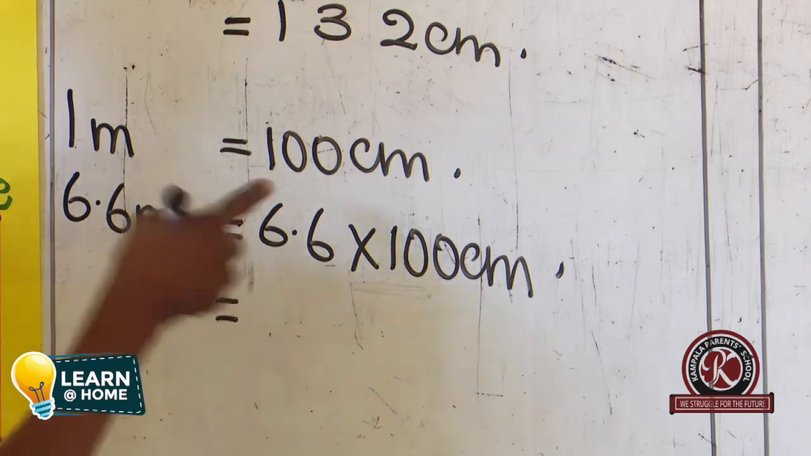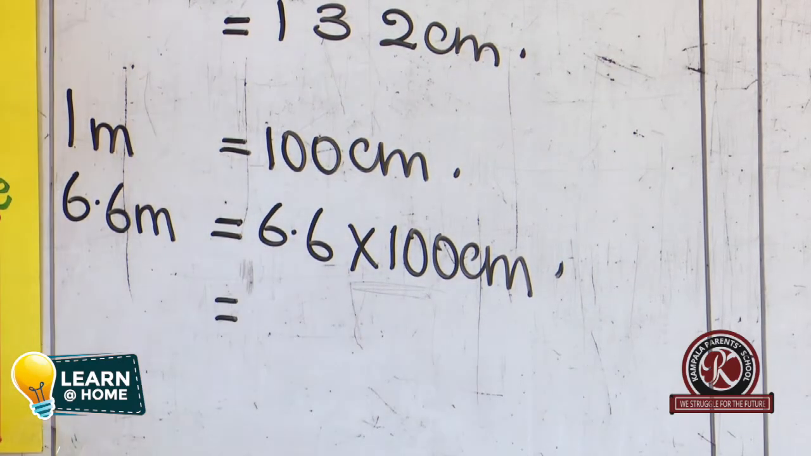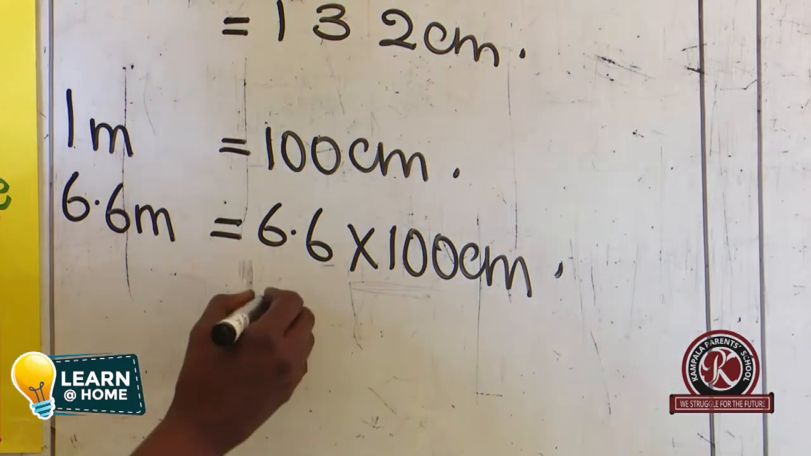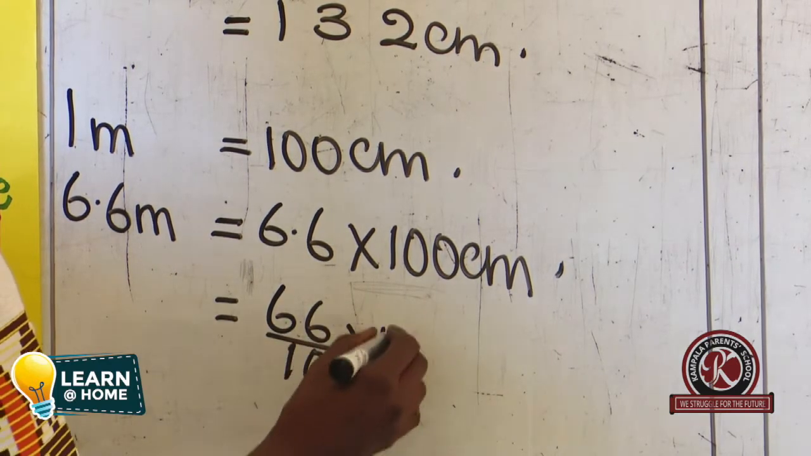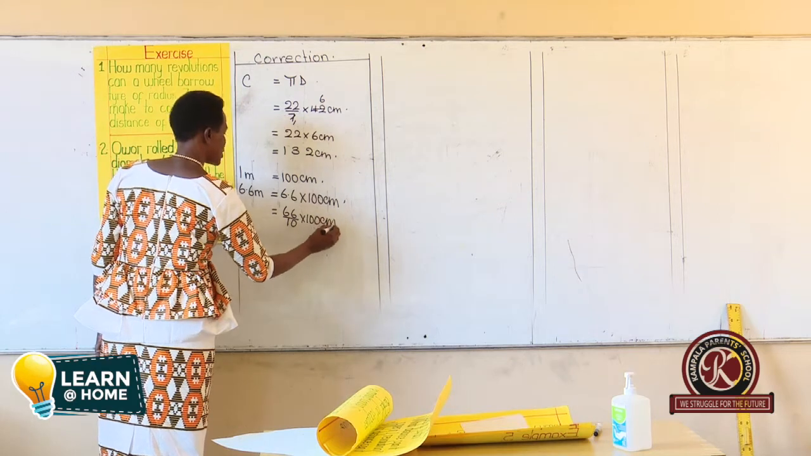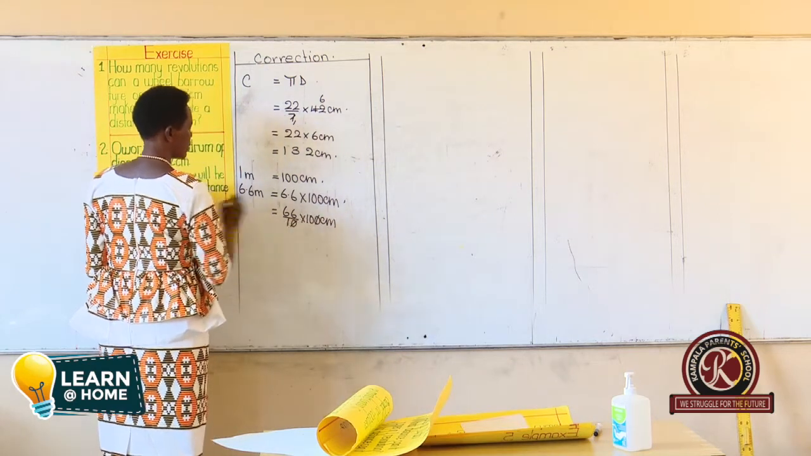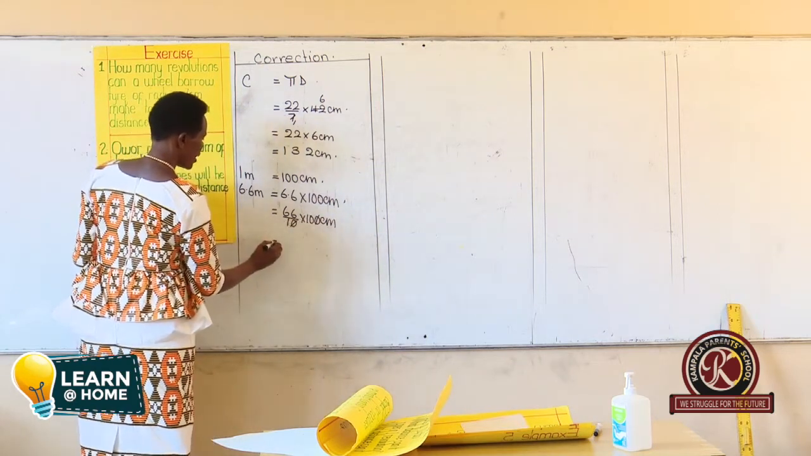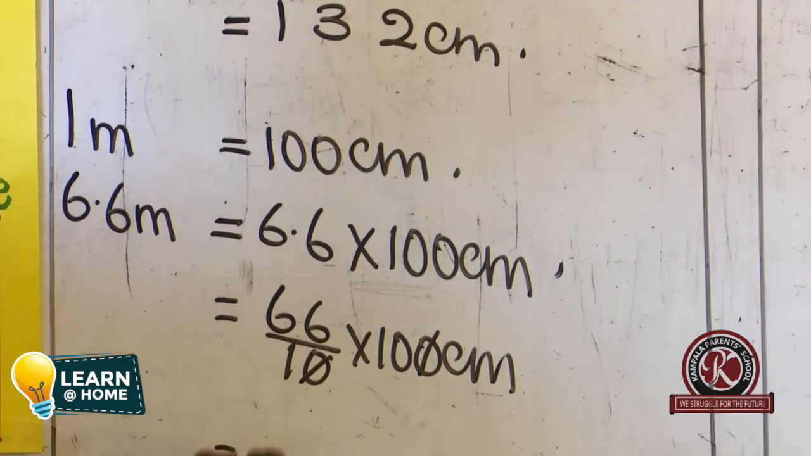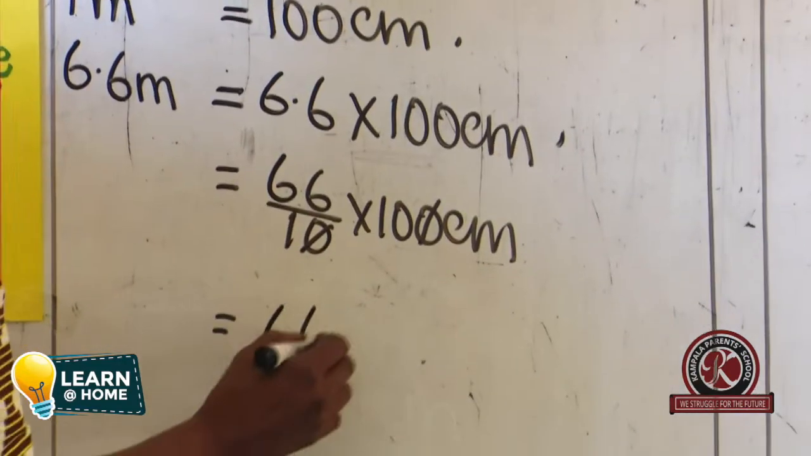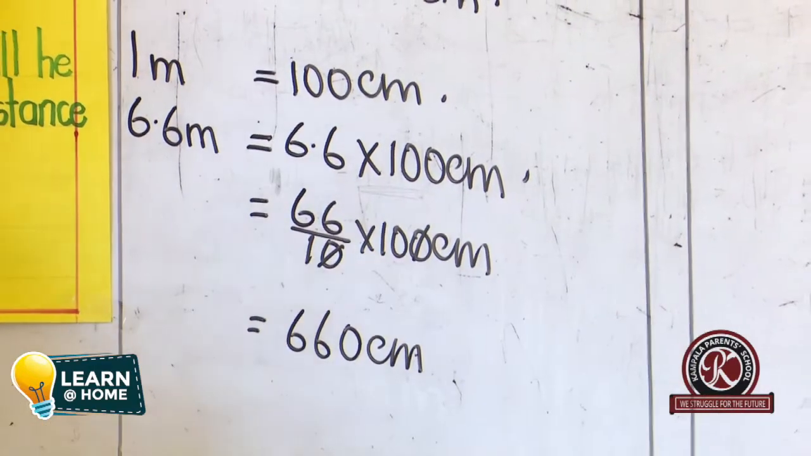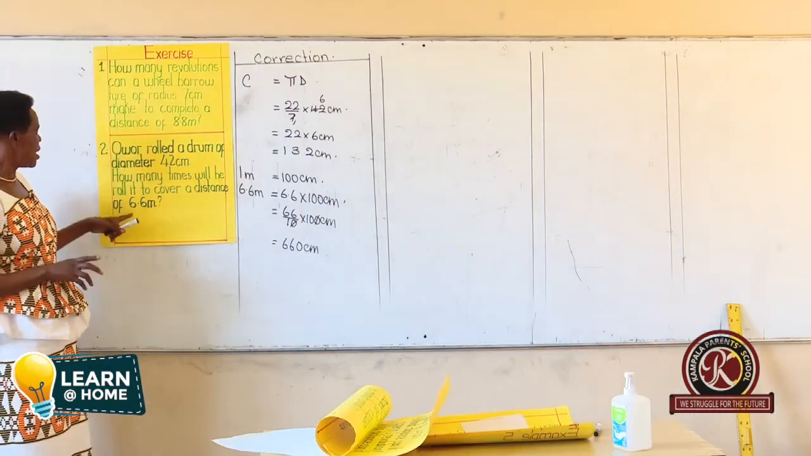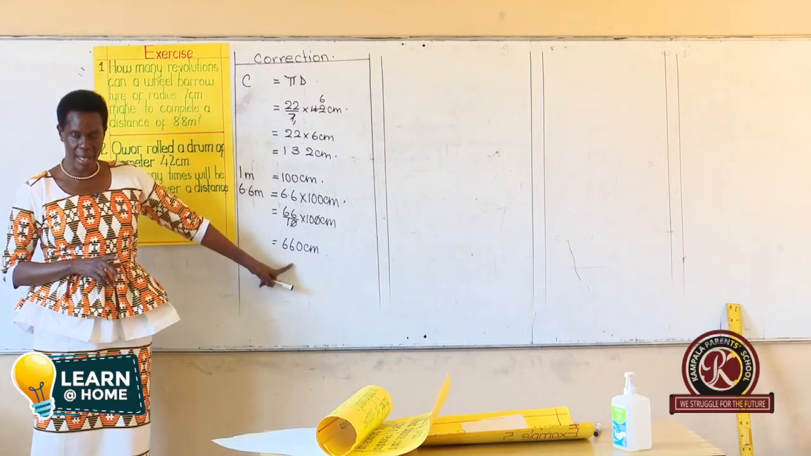Write this 6.6 as a fraction. So it will be 66 out of 10 times 100 centimeters. We cancel the zeros. So we have here 66 times 10. What do we get? 660 centimeters. We have changed the distance given to centimeters.